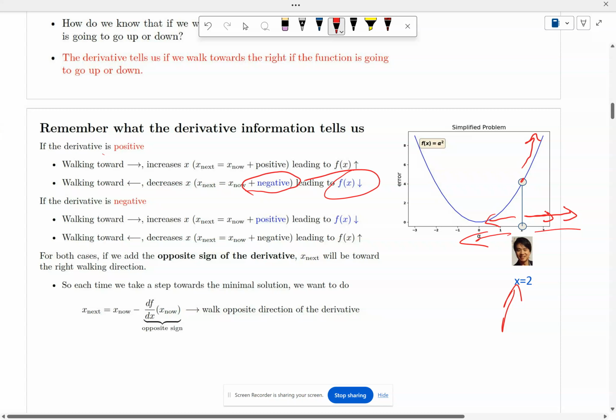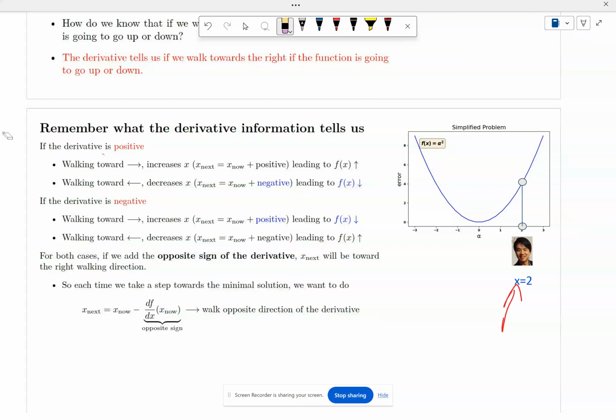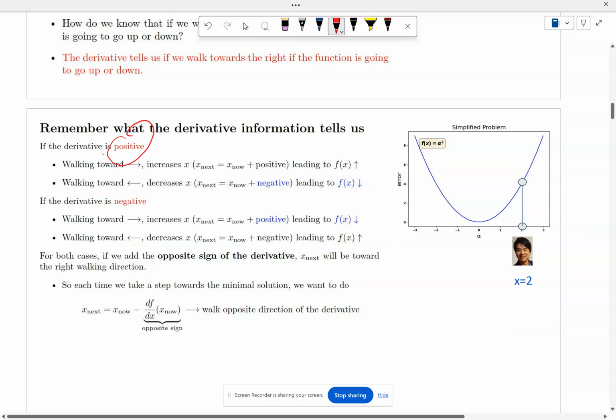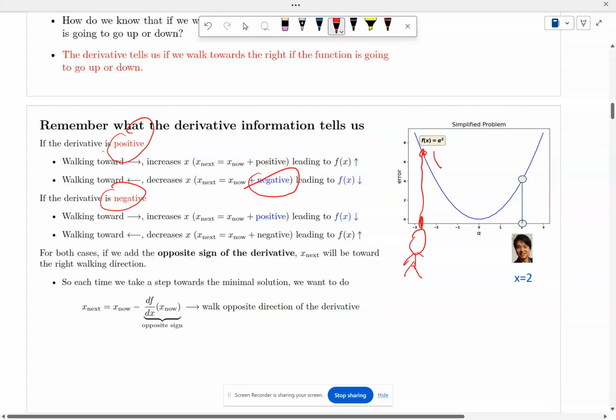Since we're trying to do minimization, we're trying to walk in the direction to go down. This means that if the derivative is positive, we want a negative value. Now, if I was standing over here, for example, then it'll be opposite, right? If the derivative is negative, then I want a positive value.